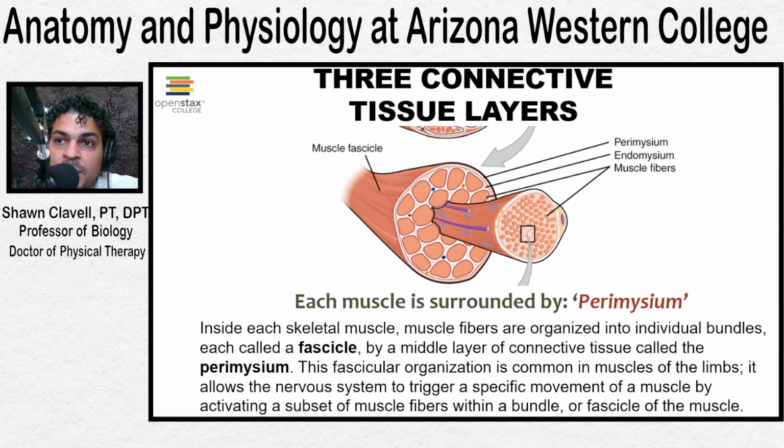So remember that each skeletal muscle is comprised of a number of fascicles. Well, each fascicle is covered by the perimysium. Inside each skeletal muscle, fibers are arranged into individual bundles, each called a muscle fascicle, and they're covered by a connective tissue covering called the perimysium. This fascicular organization is common in muscles of the limbs, particularly. It allows the nervous system to trigger a specific movement of a muscle by activating a subset of muscle fibers within a bundle or a fascicle of the muscle.